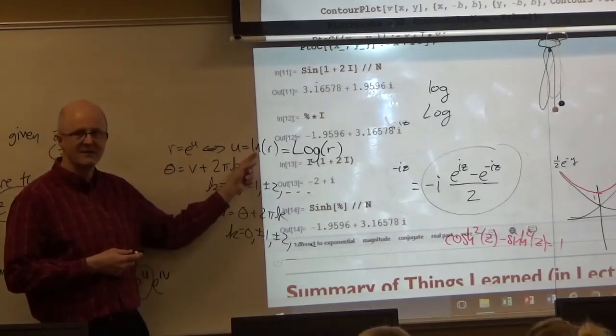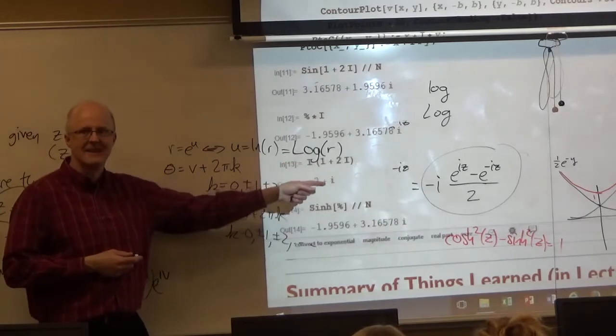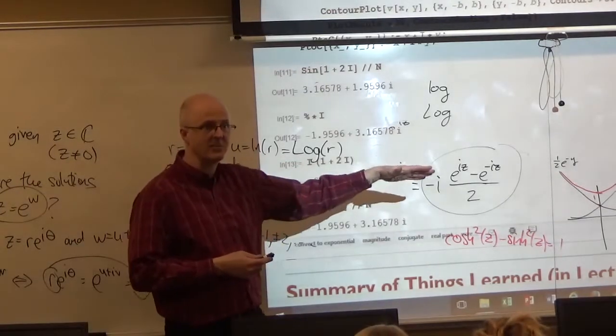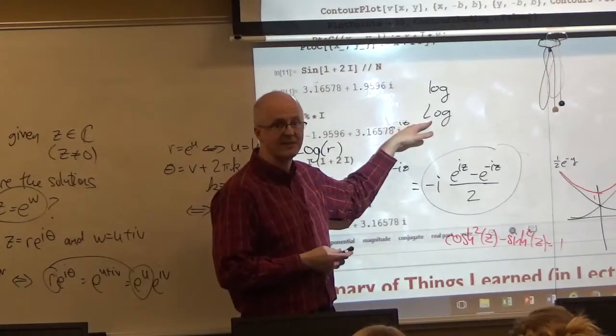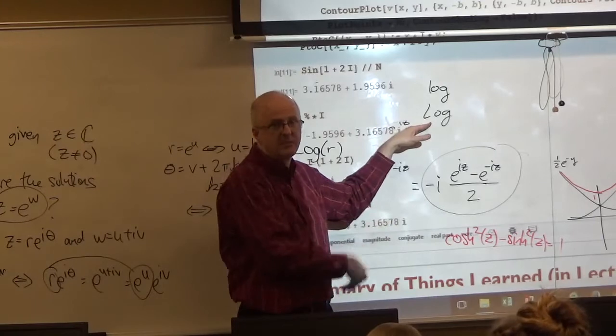For the real natural log, they write capital Log, which can be defined for complex numbers too. It's called the principal value, just like there was a principal value of an argument. It's going to be related to the principal value of the argument.